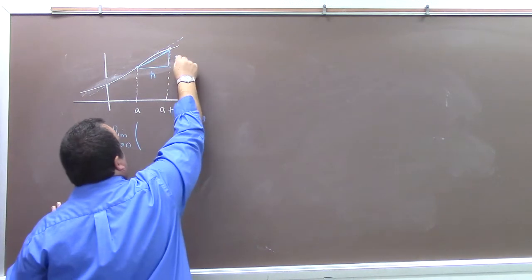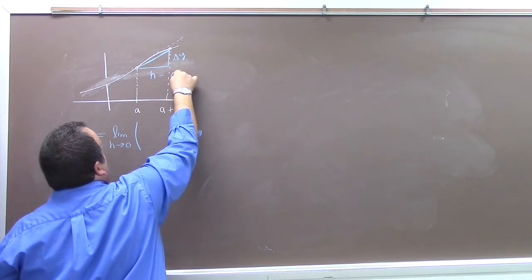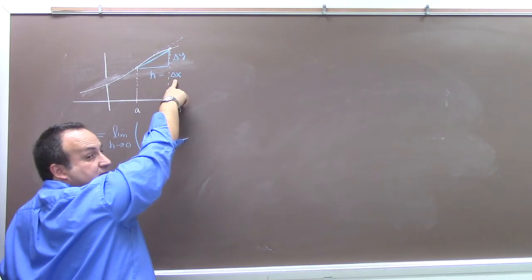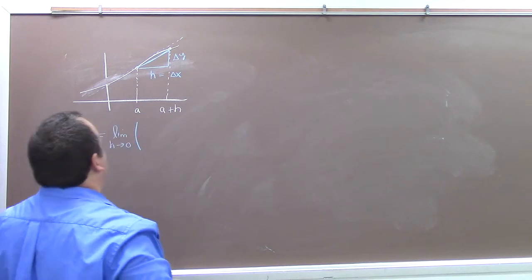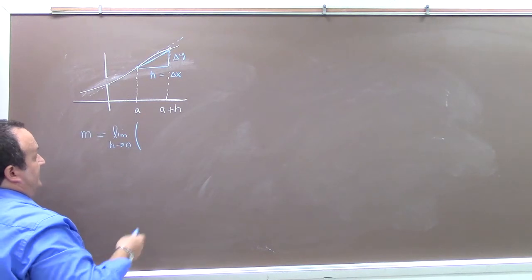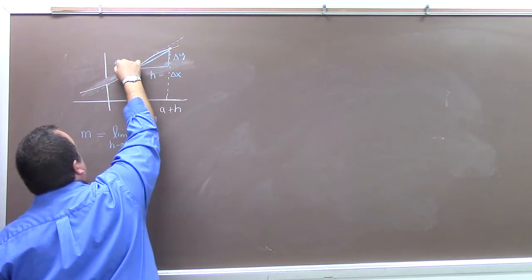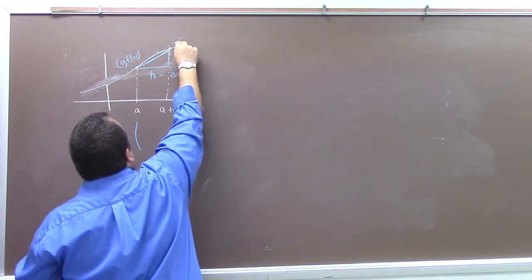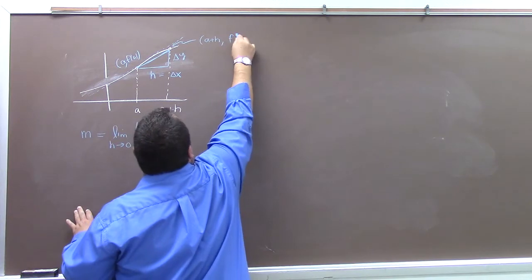What's the change in y here? You could say h is the change in x. The change in y, this symbol means change, guys. See that? Change. It's not a letter, it's just an upside down triangle. Anyway, so that little right triangle, look at it. The point of tangency is a comma f of a. What's the point up here? It's a plus h comma f of a plus h.